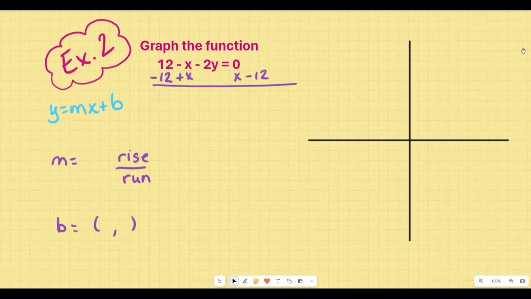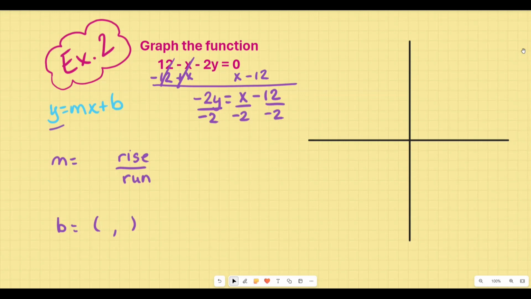Why did I do that? So I can zero this out and I'm left with negative 2y. On the other side, I have x minus 12. Y is not by itself. We want to make sure that y is on the side by itself. So what's stopping it? That negative 2. If you have something next to another thing, that means you're multiplying. So the inverse of multiplying is to divide. So we want to divide all terms by that negative 2. A term is what is before and after your operation. And operation is plus, minus, multiplication, division.